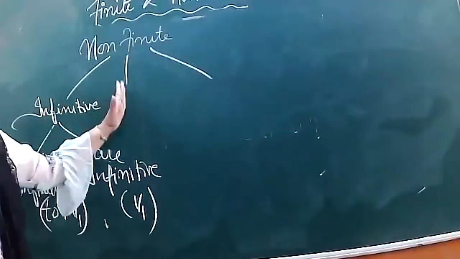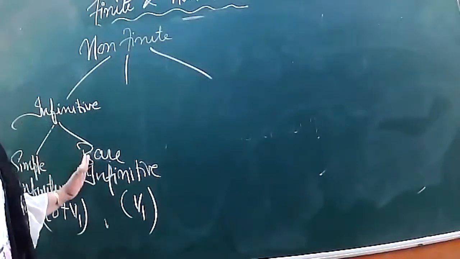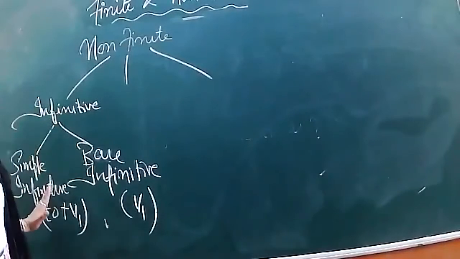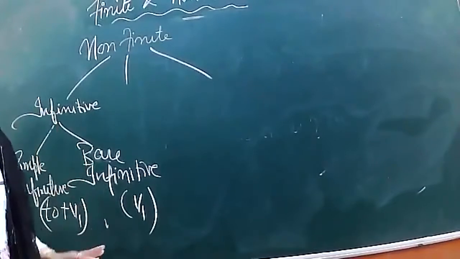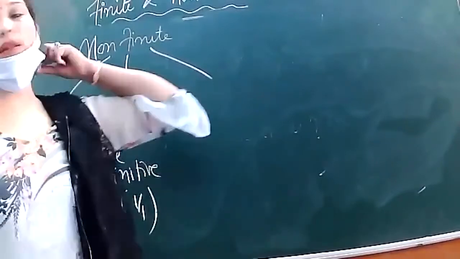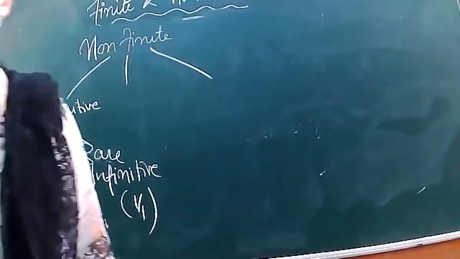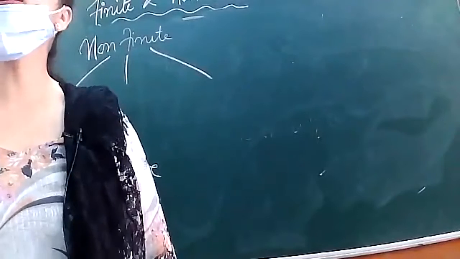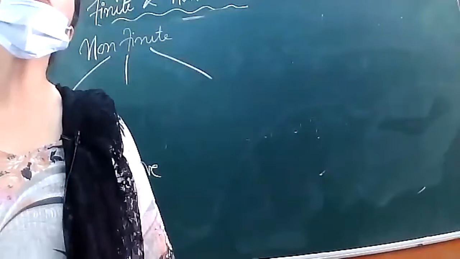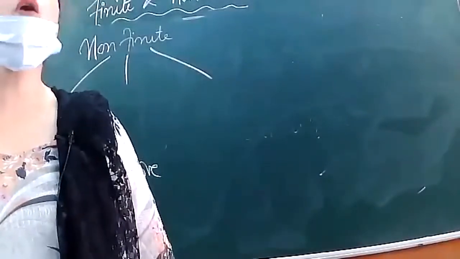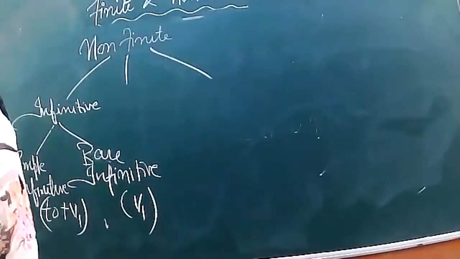Non-finite has further 3 categories. First category is infinitive. Infinitive has further 2 categories. Simple infinitive, like with the to, you will be using first form, and with bare infinitive, you will be using only first form. For example, we have done one sentence now. The teacher made the students show. We have not written to show. So show is bare infinitive. Show her how to work. So to work will be your to infinitive. Clear?